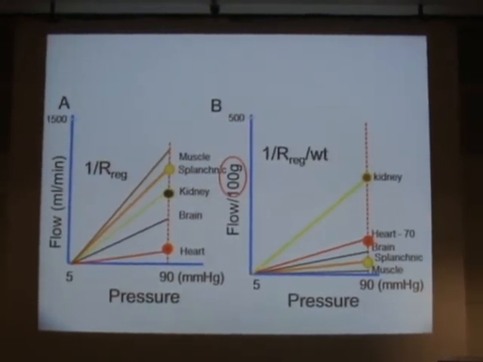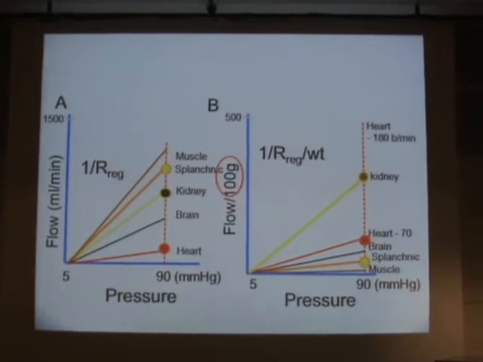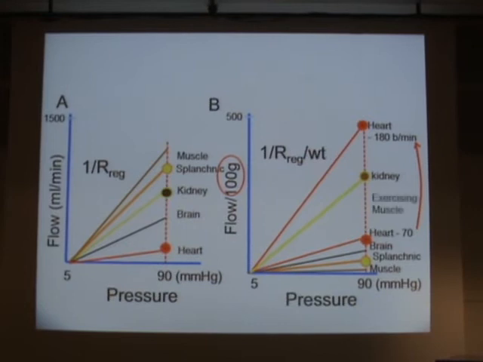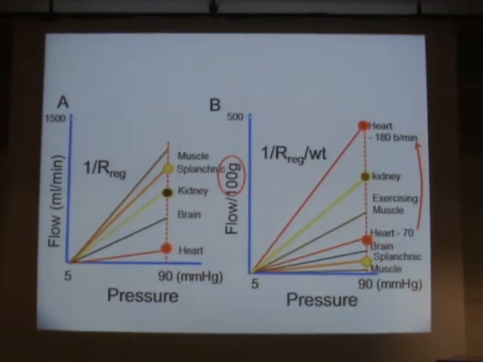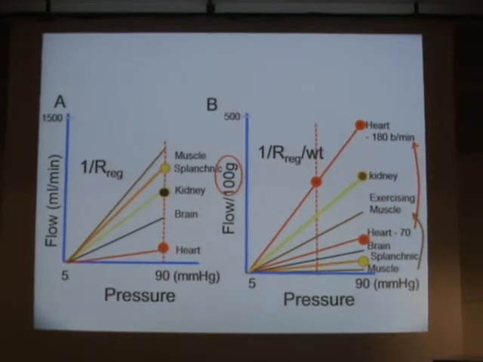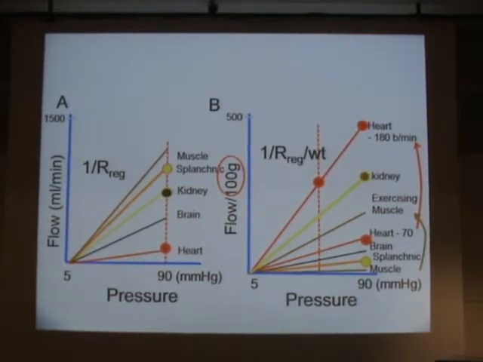Now, let's see what the implication is. Your heart, if you went from 70 beats to 180 beats, that curve would shift like this because the flow would go way up. If you're exercising your muscles, that curve would shift up because it's taking more flow. The point is now, as you lower the arterial pressure, these organ tissues are getting a decrease in flow according again to their regional resistances.